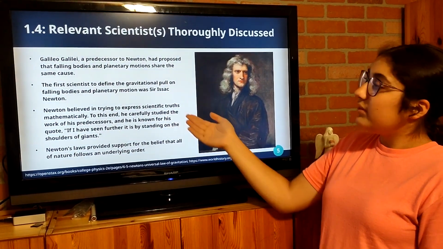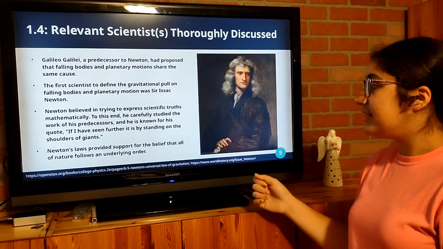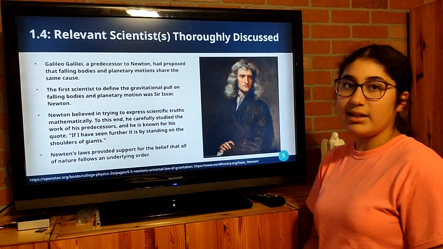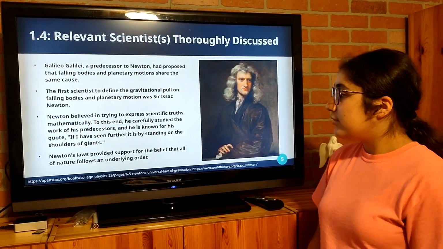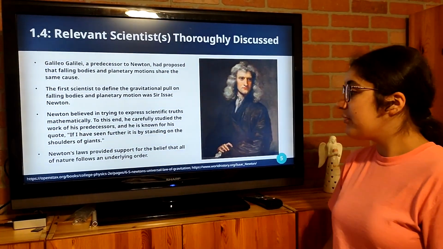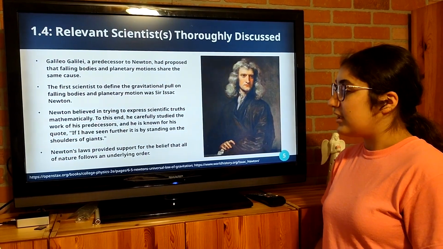And Newton believed in trying to express scientific truths mathematically. And to this end, he carefully studied the work of his predecessors, like Galileo, and he is known for his quote, "If I have seen further, it is by standing on the shoulders of giants." Newton's laws provided support for the belief that all of nature follows an underlying order.